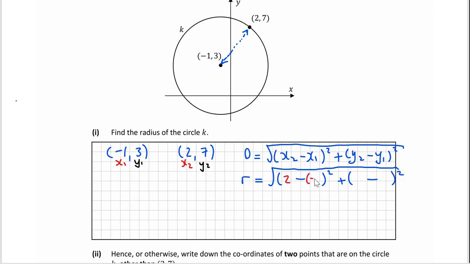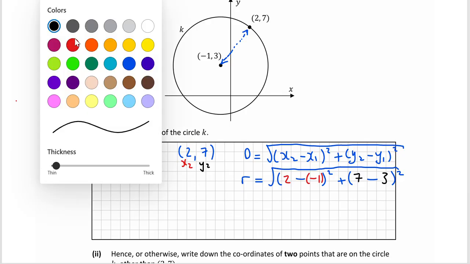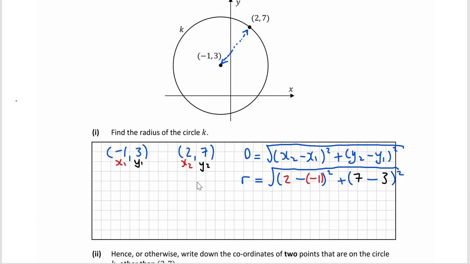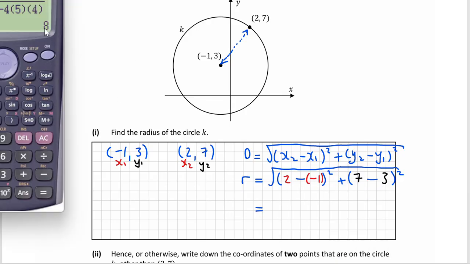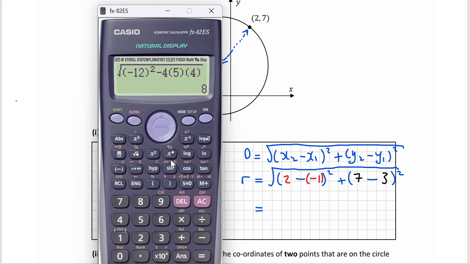x1 is minus 1, make sure you put in brackets. And then y2 is 7 and y1 is 3. So only brackets needed if you have a negative number. Then get your calculator, beautiful calculator there that will do so much work for you.